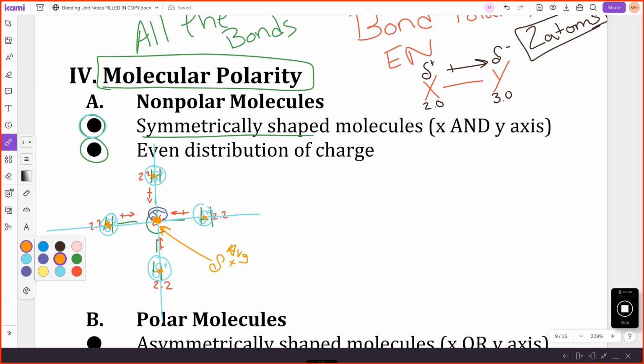And because this average location of positive is the same place as the average negative location, the overall molecule possesses a nonpolar characteristic. Even though there are positives and negatives, they all negate each other because their location overall, positive and negative, is in the same location.